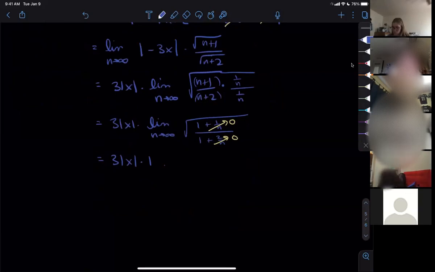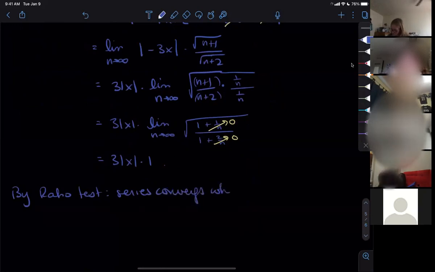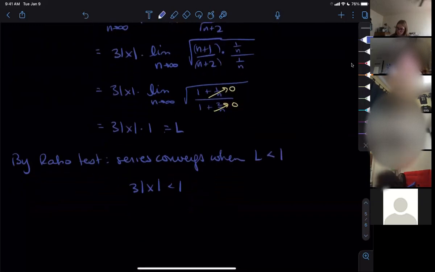Okay, so by the ratio test, we know that the series converges when the limit is less than 1. So what's the limit? I've got 3 absolute value of x has to be less than 1. So absolute value of x is less than a third.